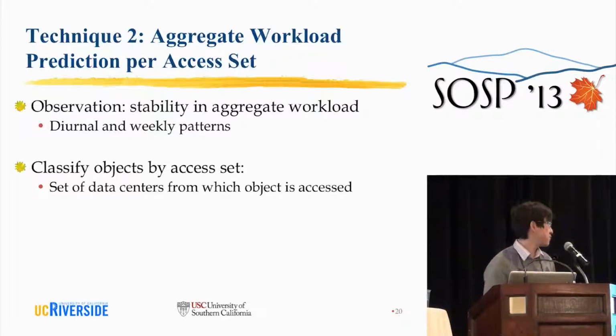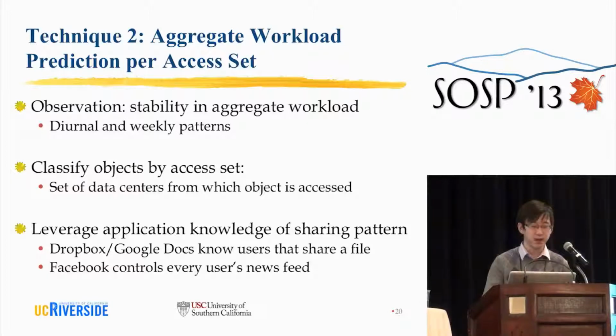And we think this is a reasonable input from applications, because the application actually has knowledge of the sharing patterns of each object. For example, Dropbox knows where the file is shared. And in Facebook, when a user makes a post, Facebook actually controls which other users to show this post to in their newsfeed.